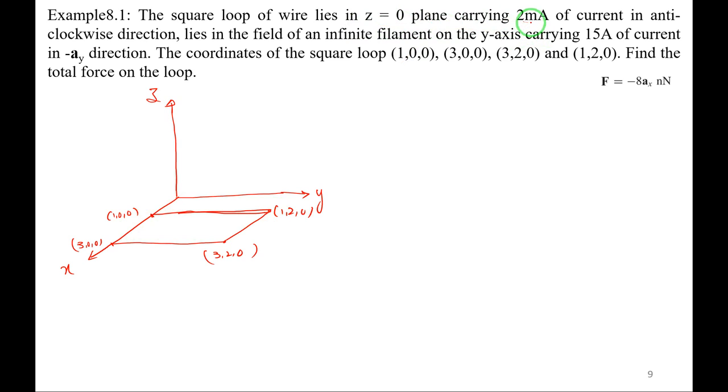And a current of 2 milliamps is flowing here in the anti-clockwise direction. Anti-clockwise means in this direction. So what is the current that is flowing? 2 milliamps of current is flowing in the anti-clockwise direction.